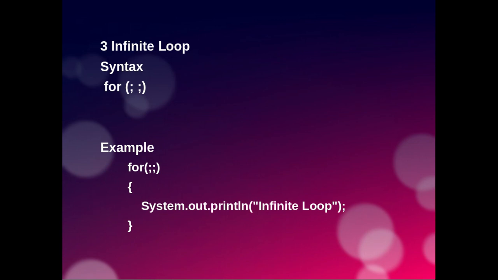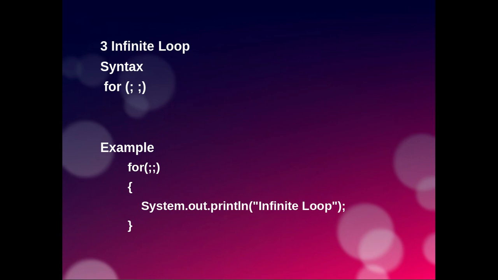The third variation of the for loop is the infinite loop. That means there is no initialization, no condition, and no iterations. So we follow the syntax for semicolon. An example is for semicolon, opening brace, System.out.println infinite loop. So this type of loop will execute the statement infinitely. So here we have concluded all the for loop and for loop variations.